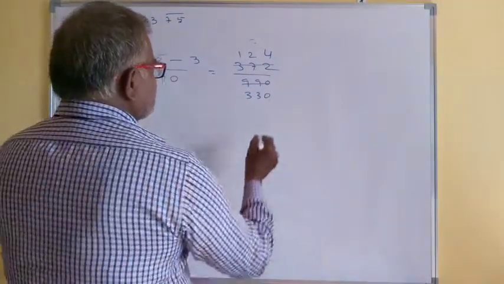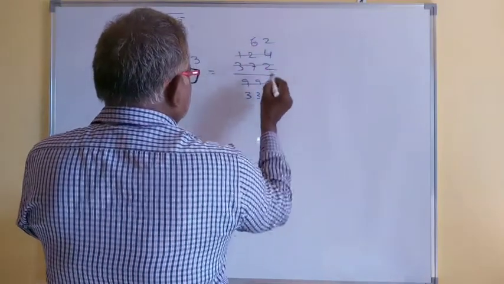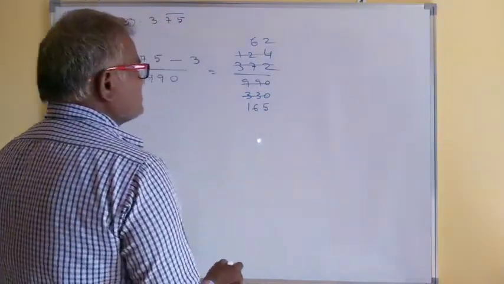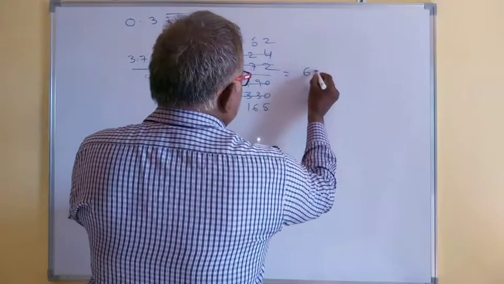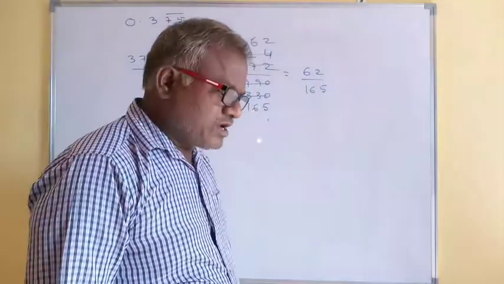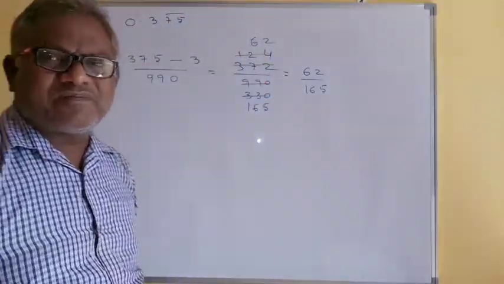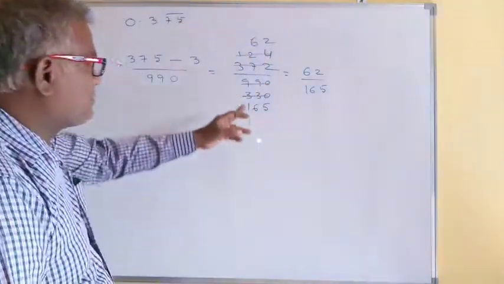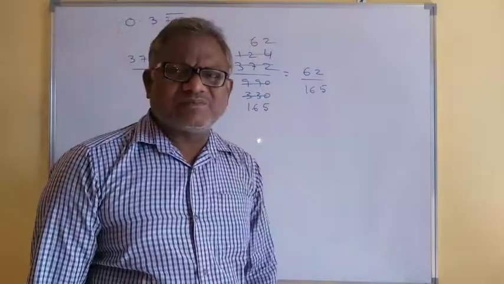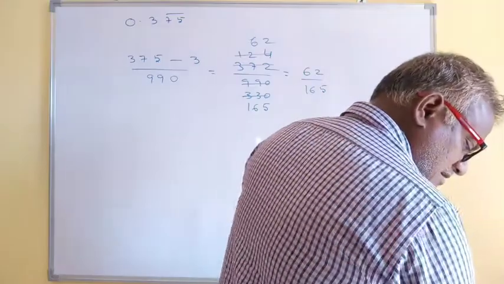Okay, next here 2 6, 2 twos, 2 ones, 2 6, 5. So 62 by 165. This is the rational number form. So convert 0.375 bar into rational number. So this is the required rational number. Okay. Next one, another one.